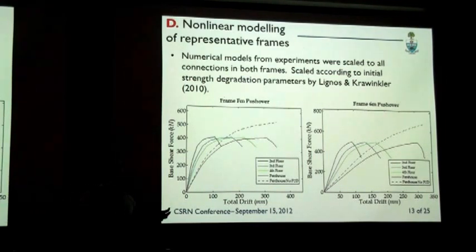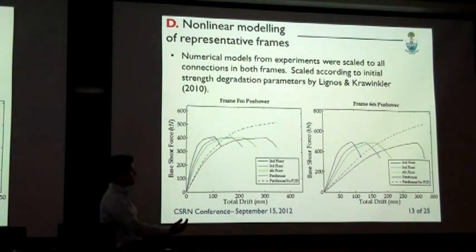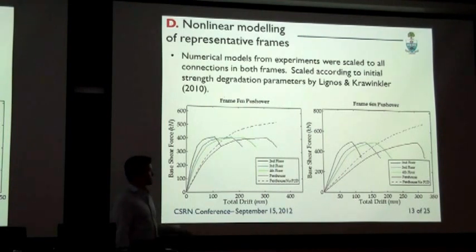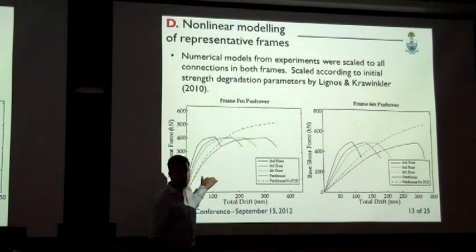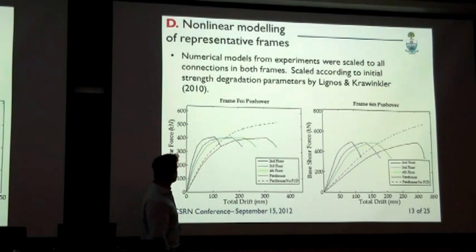So now we had our full frame FM and full frame 6M models with all the connections with strength degradation parameters in there. The first step to assessing their seismic behavior was to perform first mode pushovers. What you should look at here are these two red lines, the solid and the dotted. This represents the base shear force as a function of the total drift at the penthouse.